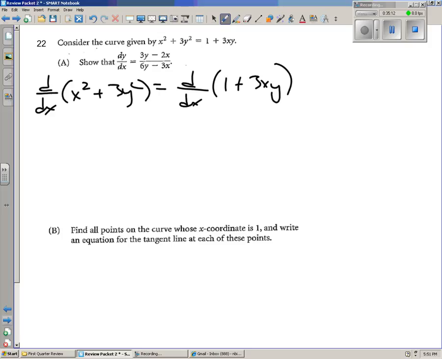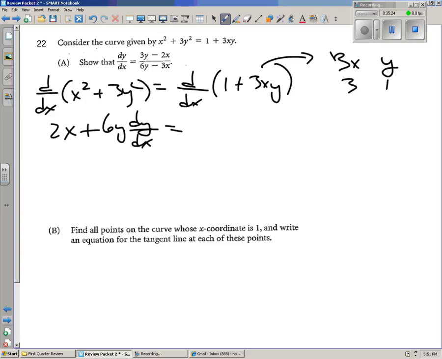So we have derivative of x squared is 2x, derivative of 3y squared is 6y dy over dx, equals derivative of 1 is 0. And here we have a little mini product rule question. We took the derivatives, and now we're going to cross them, so we get 3x dy over dx plus 3y.